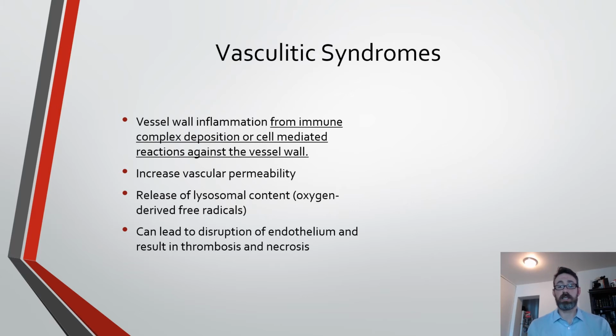This ends up resulting in increased vascular permeability, so things like swelling and so on, and release of lysosomal content, which can release oxygen-free radicals, which is very damaging, and it can ultimately lead to disruption of the endothelium. And disruption of the endothelium, as you know, is going to lead to things like thrombosis, necrosis, and death. As complications of this, it can cause obstruction of arterial blood flow. And we already discussed what obstruction can do to the peripheral tissue.